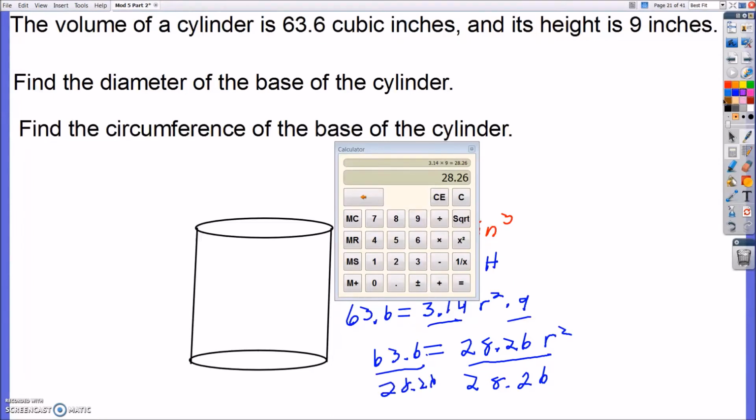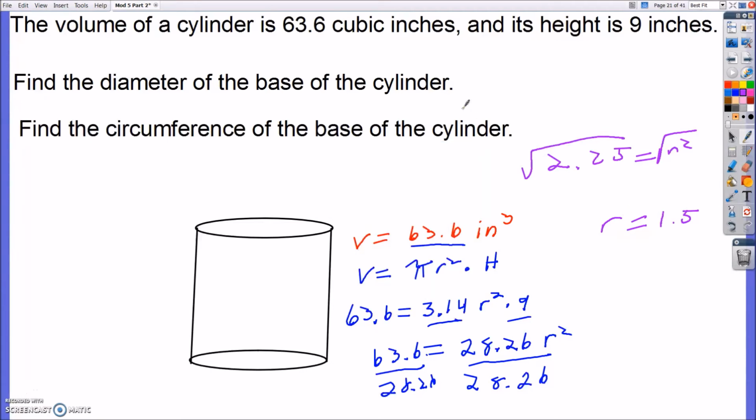Now up here in purple, I'm going to write what that is. So what we're going to have is 63.6 divided by 28.26. That gives me 2.25 equals r squared. Now what we need to do is take the square root of both sides. So here, this is my button right here, and I'm going to get about 1.5. That means r, my radius, is 1.5 inches.